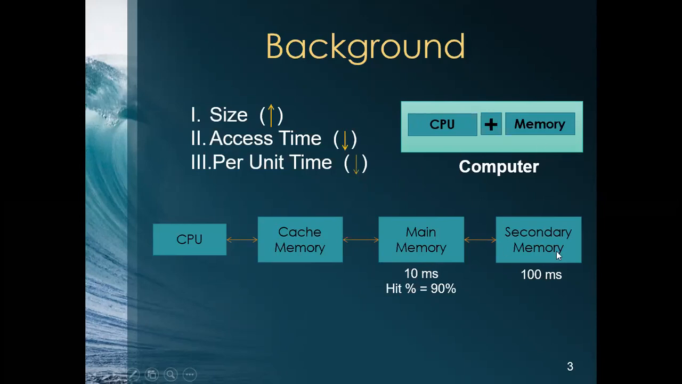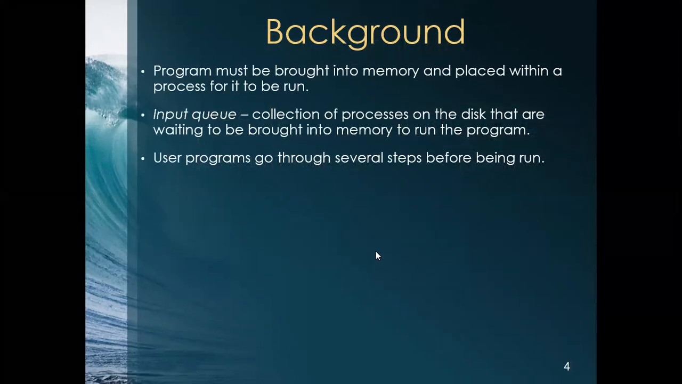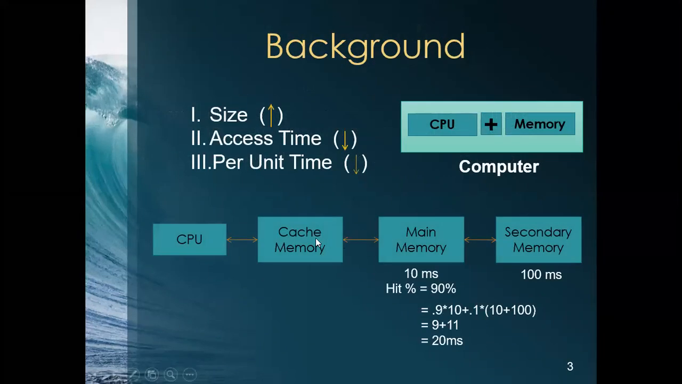If the access time for the secondary memory is 100 milliseconds, this will be only 10 milliseconds. Then we have cache memory. Cache memory is very small, almost in the size of megabytes, but very fast, and it is used between main memory and CPU so that the CPU can work very fast.